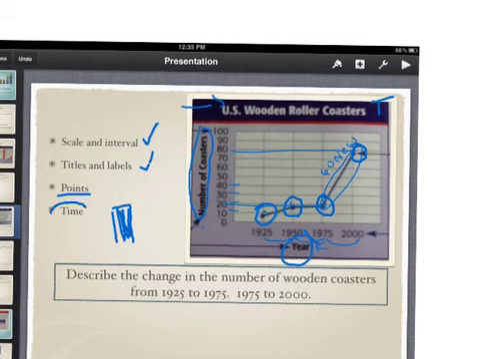And then time. Your horizontal axis is always showing time. Okay, we're always looking at a change over time. So we talked about the change in the wooden roller coasters from 1925 to 1975. And we see here we only had a growth of maybe 10 coasters, and then all of a sudden there was a growth of 60 over the next 25-year period.